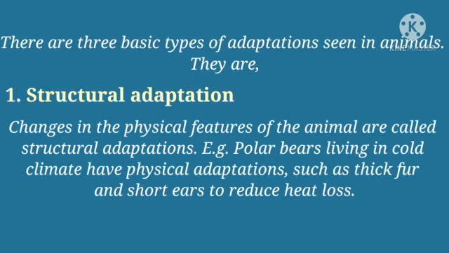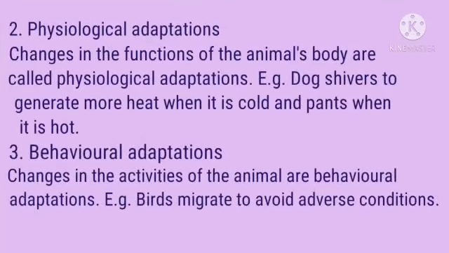Example, polar bear living in a cold climate have physical adaptation such as thick fur and short ears to reduce heat loss. Second one, physiological adaptations. Changes in the functions of the animal's body are called physiological adaptations. Example, dog shivers to generate more heat when it is cold and pants when it is hot.